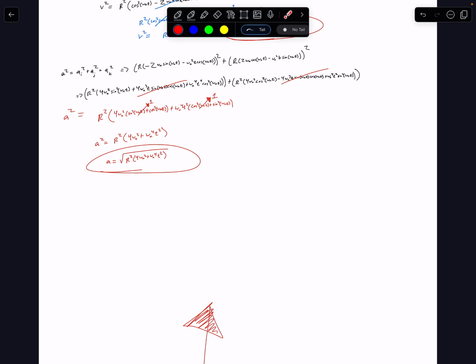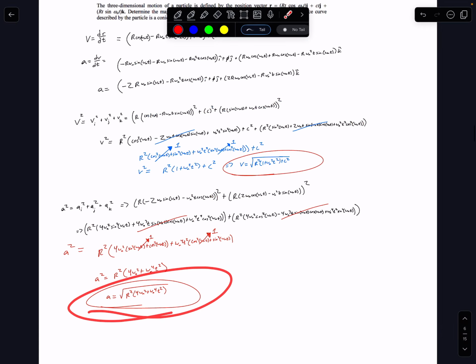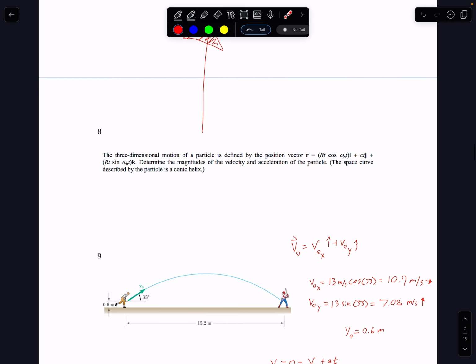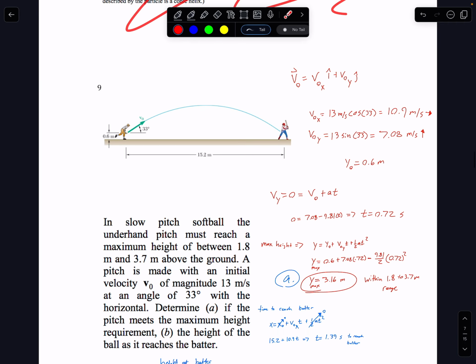Making sure you know your trigonometry, making sure when things go to 1, that simplifies a lot of things. And then you end up with its answers there. That is problem number 8. You can ignore this, just to give myself space.